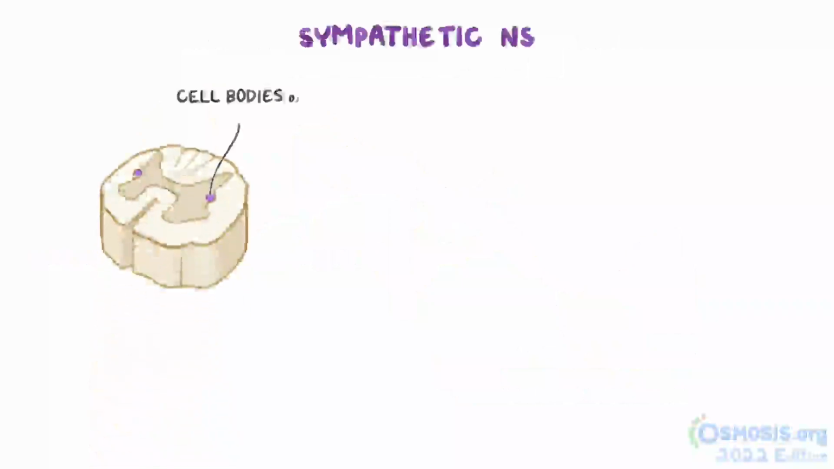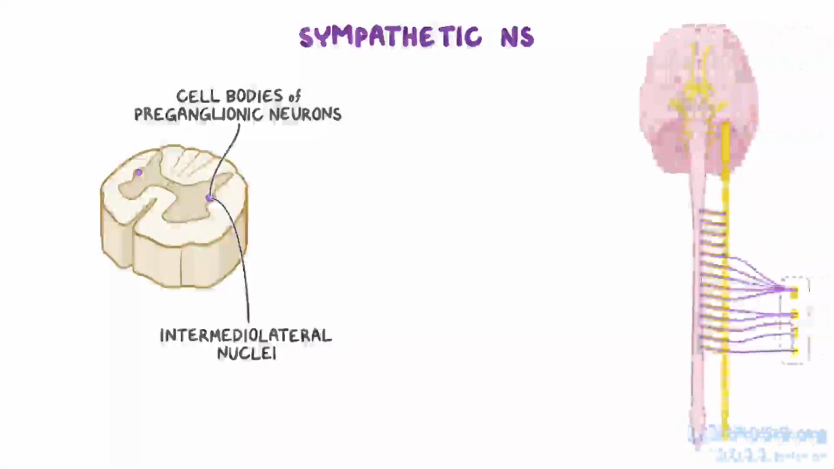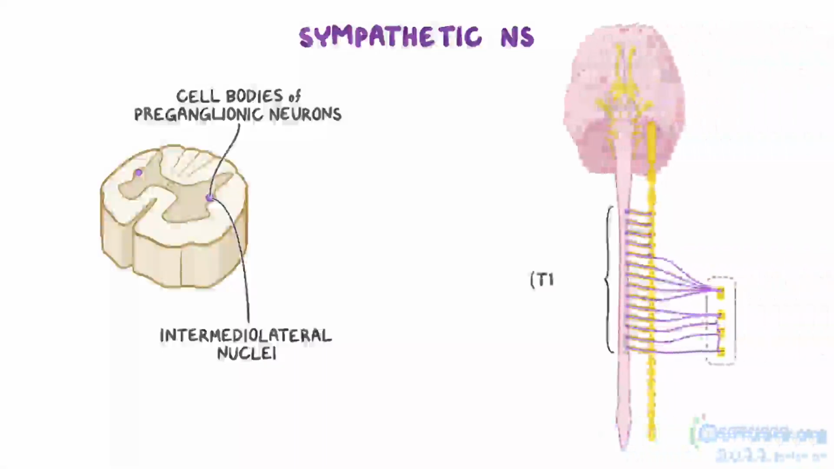So, the cell bodies of the preganglionic neurons of the sympathetic division are located in the intermediolateral nuclei, which make up the lateral horns of the spinal cord's gray matter in the thoracolumbar spinal cord segments. Specifically, the preganglionic neurons arise from the T1 to L3 spinal cord segments. Now, let's follow the path of the preganglionic neurons more closely.